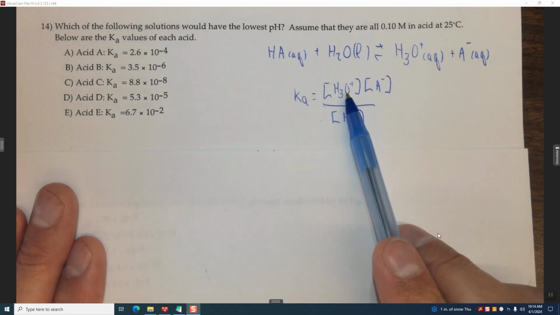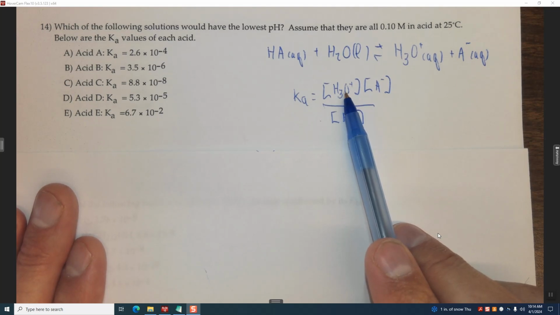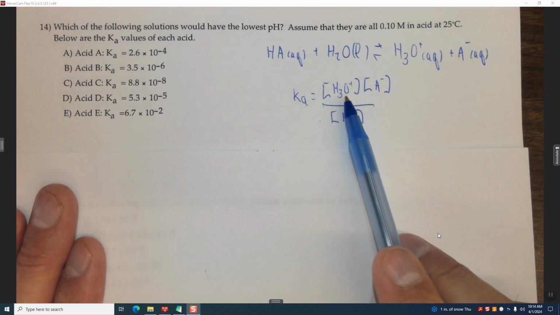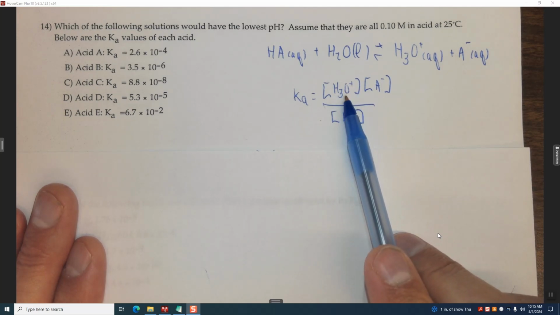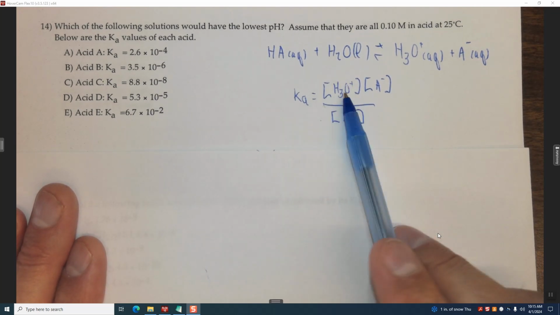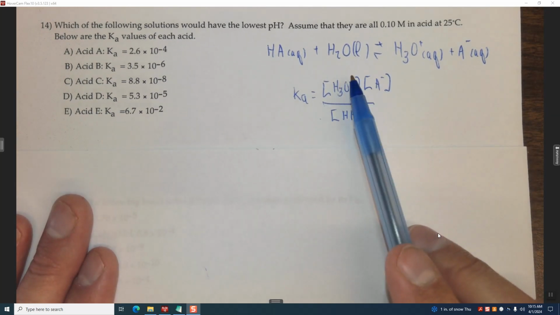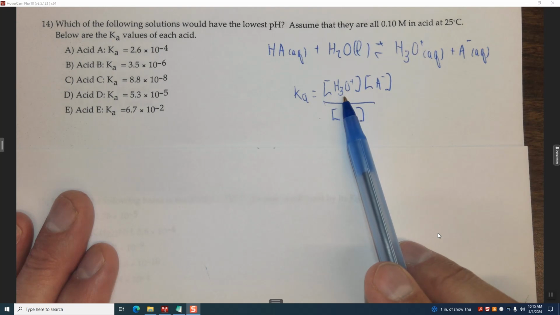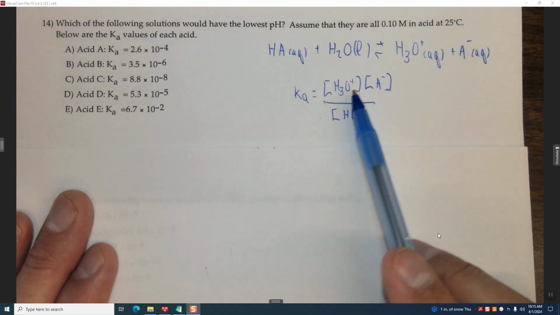So if the H3O+ concentration is high, the Ka value will also be high. Why? Because Ka is just another K, it's products over reactants. Since H3O+ is a product, a high H3O+ concentration, or a low pH, or a stronger acid, is going to have a higher Ka value because it's on the top. Note that if it were on the bottom, it would be the opposite, but it's on the top. So the H3O+ is what we care about. Since we have a higher H3O+ value, we're going to have a higher Ka value.